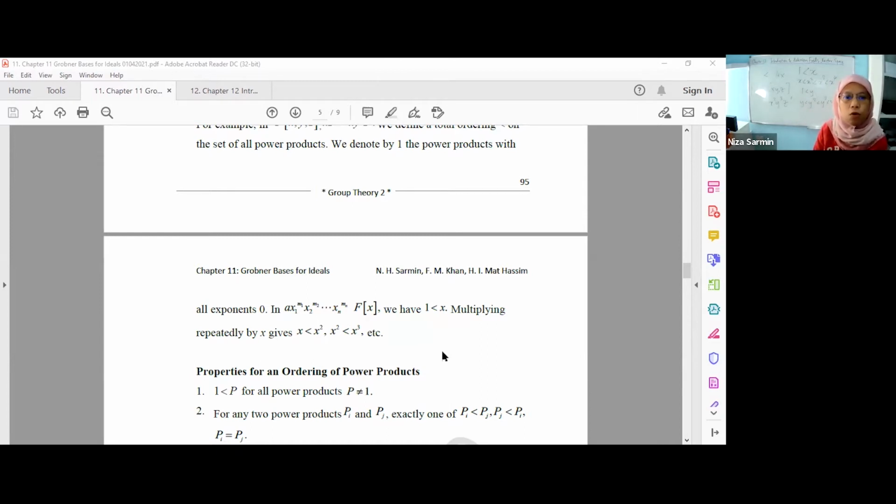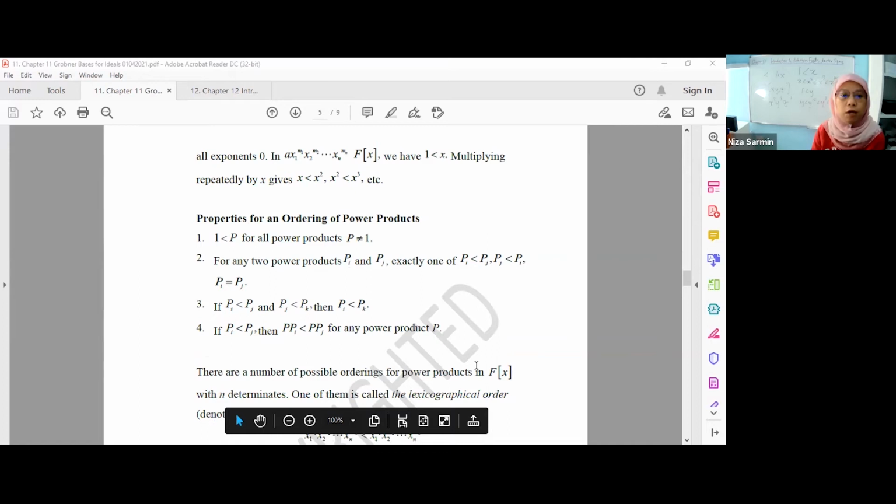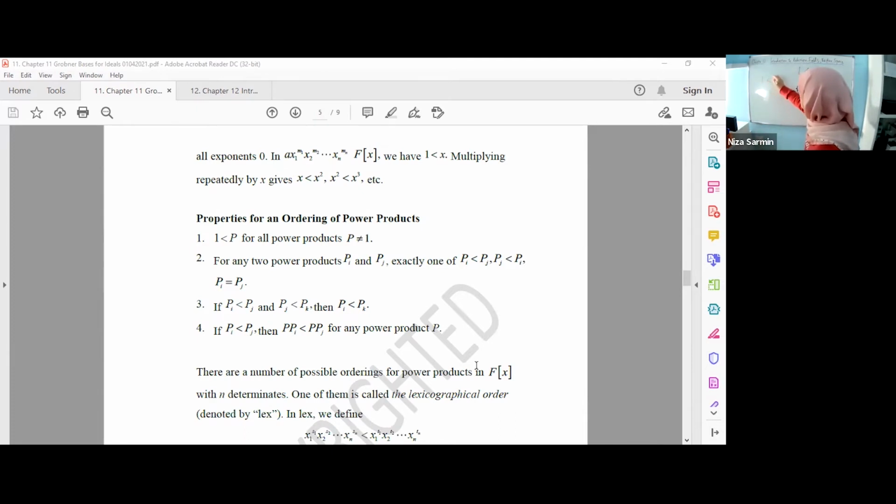Okay, now go down to the properties of the ordering of the power product, right? Whatever it is, 1 is always less than P. 1 is always less than P for whatever power product P is, right? And if you have two power products P_i and P_j, and the power products are multiplied, right? Then it has to be less than or equal.